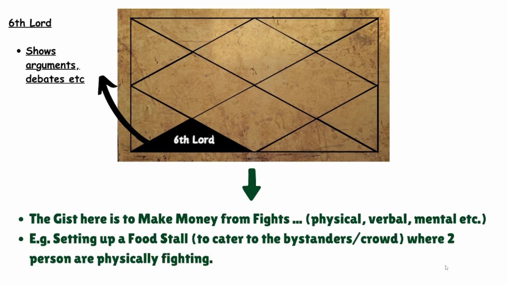Now a silly example of it could be setting up a food stall. Let's say second lord and sixth lord is in the sixth house, where second lord also represents food, right? So setting up a food stall to cater to the bystanders crowds where two persons are physically fighting, right? Just making money with other two people fighting. So this is just a silly example of this placement.